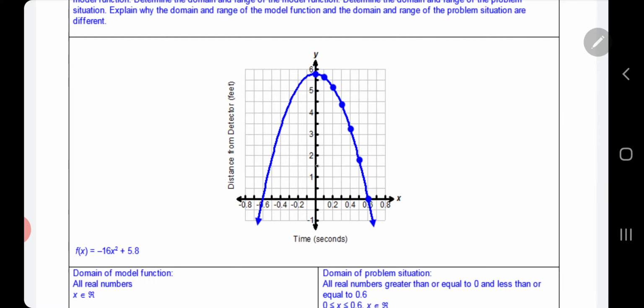As far as the range, just talking about the function once again, we go down forever. But then our highest point would be around 5.8. Once again, that's kind of given to me in the function right here, 5.8, because if I plugged in a 0 for the x, I get negative 16 times 0 squared, which is 0, plus 5.8, so I get 5.8.